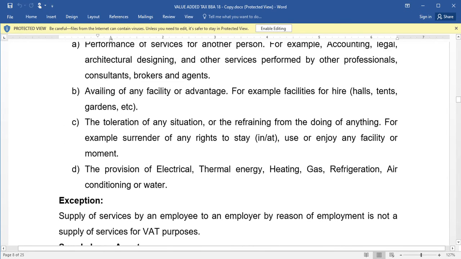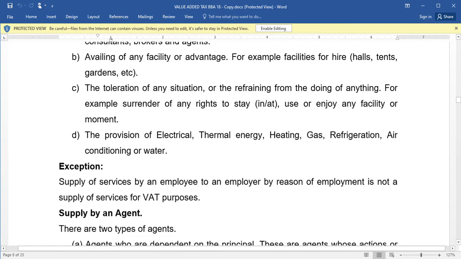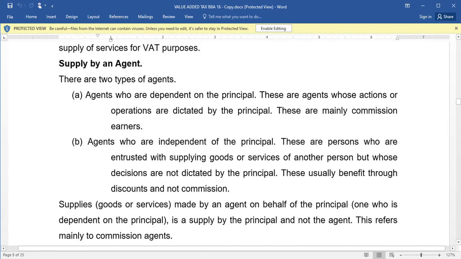Then an exception. There is an exception to supply of services. Supply of services by an employee to an employer by reason of employment is not supply of services for VAT purpose. If the employee is doing work for the employer because they're employed, it is not known as supply of services under VAT. So that is all about supply of goods and services.